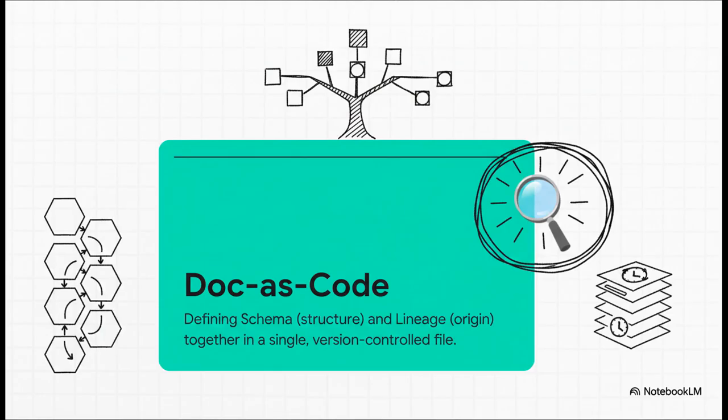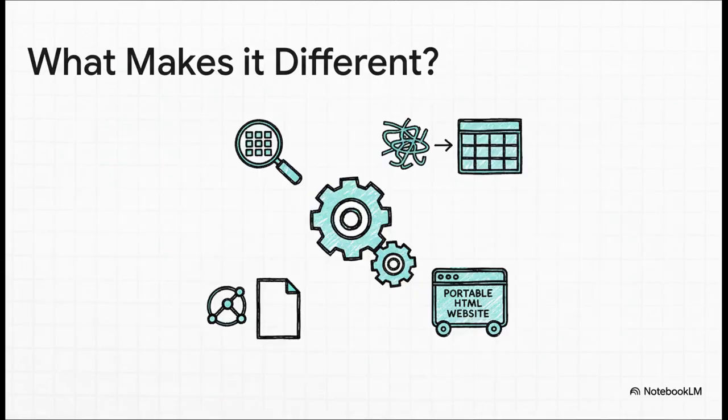Doc as code is exactly what it sounds like. It's the practice of defining the final structure and its origin story together in one single file that's version-controlled and lives right alongside your actual code. This means no more separate, out-of-date, and, frankly, untrustworthy wiki pages. And this whole philosophy is the engine behind a tool called DBDocManager.